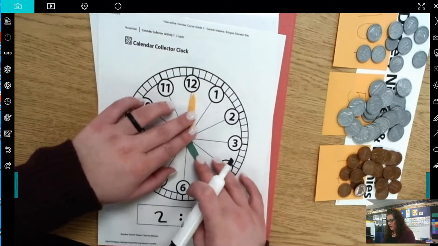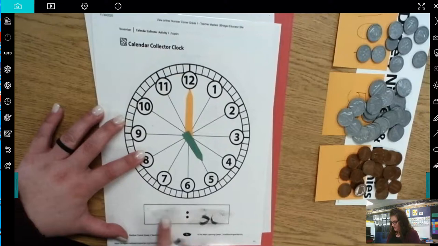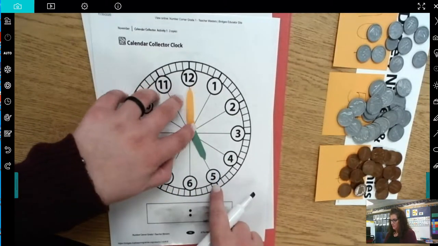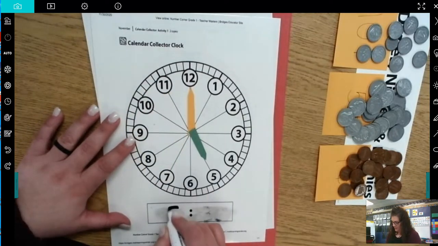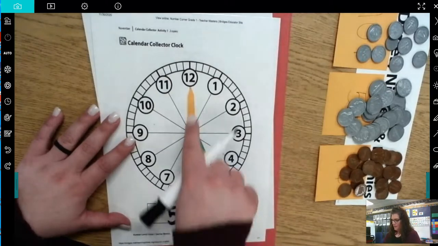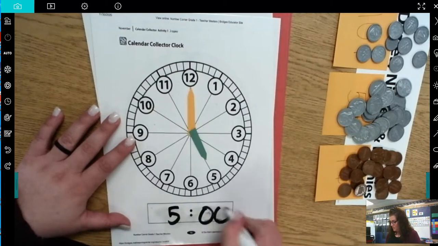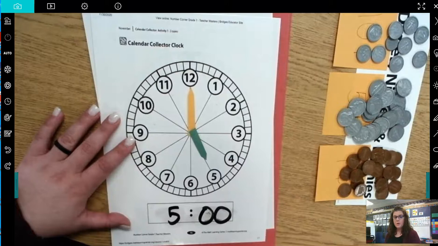What if we have our hour hand pointing to the 5 and our minute hand pointing to the 12? What time is it now? Well, I think we need to erase all that. That's okay, I'll clean it up later. So if our hour hand is pointing to the 5, what do we write here for our hour? You got it. We write a 5. And if our minute hand is pointing to the 12, that's the beginning of the hour. So how many minutes do we have at the beginning of the hour? Right, 0. So the time when our hour hand is pointing to the 5 and our minute hand is pointing to the 12 is 5 o'clock.